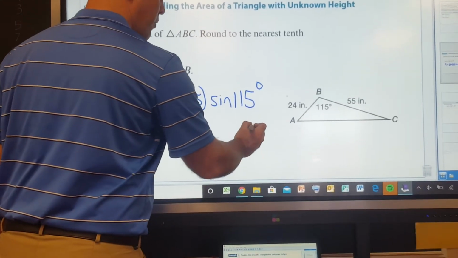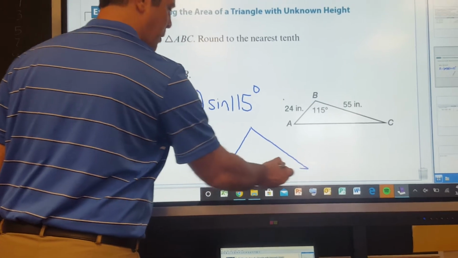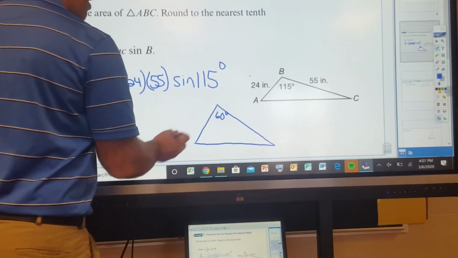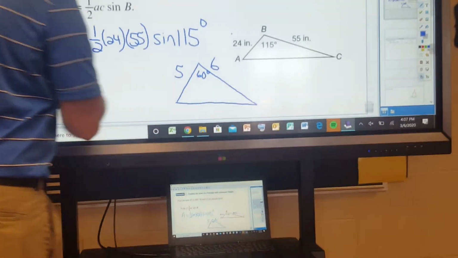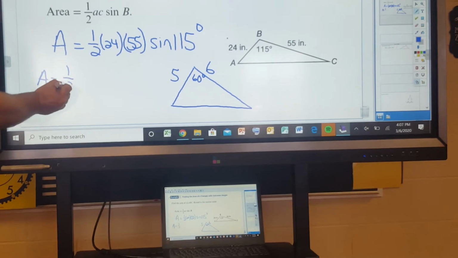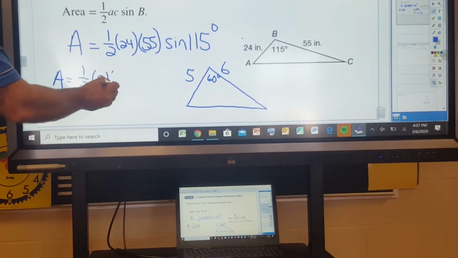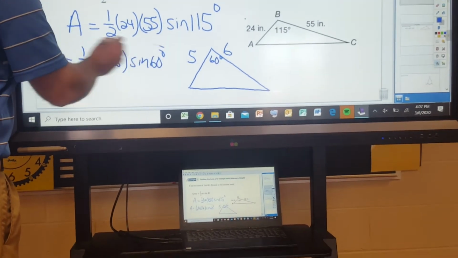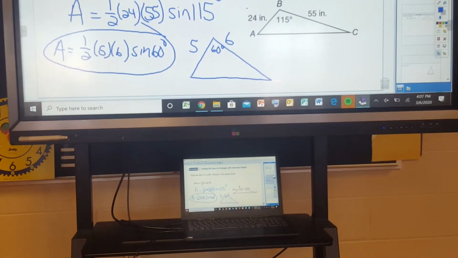I don't think there's another example, so let me give you another one. Let's say that this angle was 60 degrees, and they gave you this side was 5 and this side was 6. That's enough information to solve the triangle. It would be 1/2 times 5 times 6 times the sine of 60 degrees. We can once again just put that into our calculator to solve for the area.